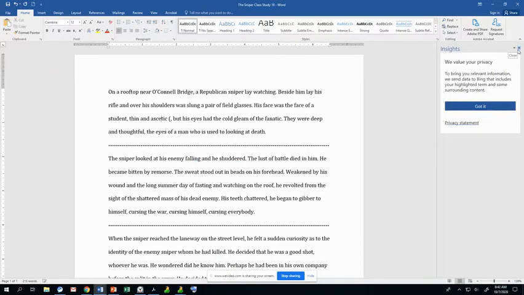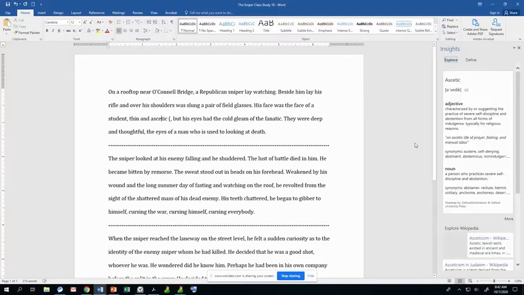In this one, it will pull it up on the side for me. But you can also Google it. Google will be just fine. You just type in definition of aesthetic, right?